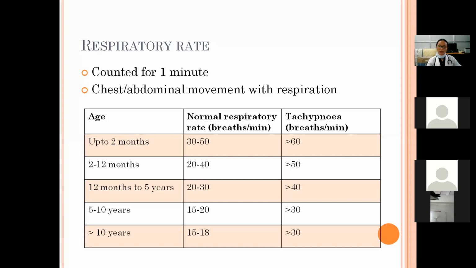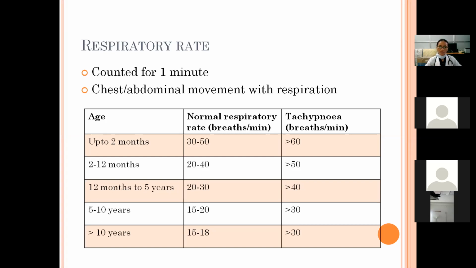The idea of keeping the watch near the chest or the abdomen is to not lose 1 second of counting, because in a child having a respiratory rate of more than 60, 70, even 1 second of count will be missed if you look away from the abdomen or the chest to look at the watch. So ideally, you should keep the watch near the chest or the abdomen. Or if you have a timer, you can even use a timer. It has to be counted for one complete minute.